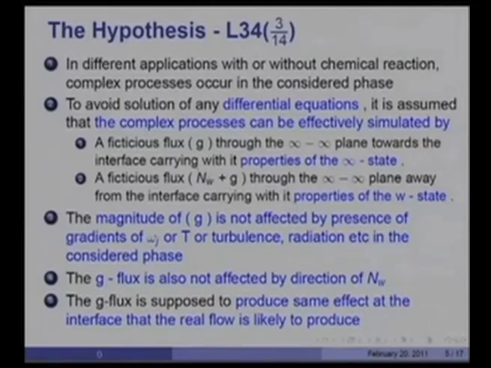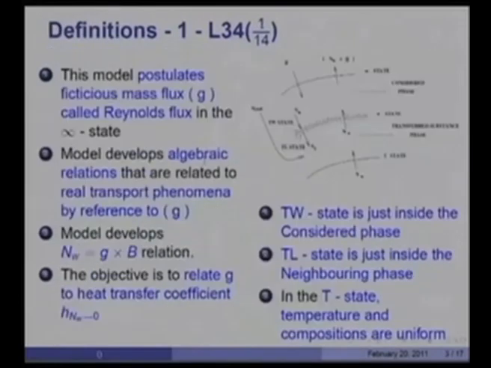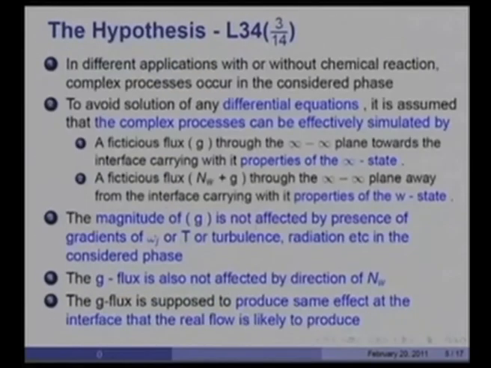Now, what this ensures is that in the considered phase, there will be no net generation of mass at all, because G is coming in and G is going out. So, there is no net generation of mass, and that is what is expected even in a real boundary layer flow. The magnitude of G is not affected by the presence of gradients of omega j, T or turbulence, radiation, etc. in the considered phase. So, that is another characteristic of the G flux.